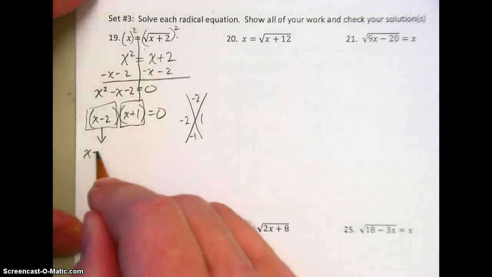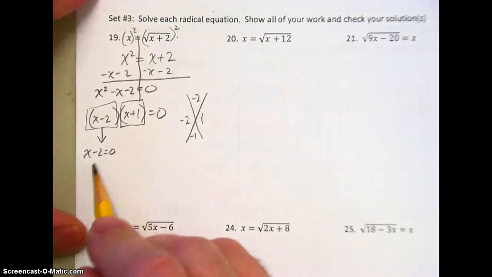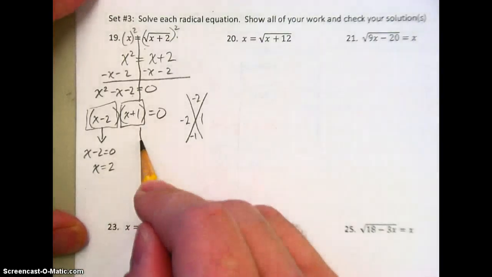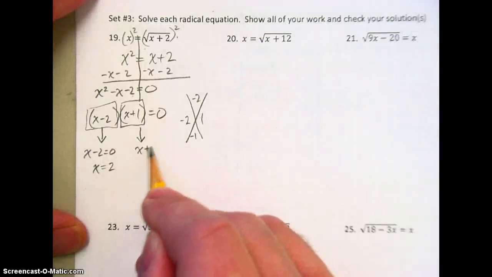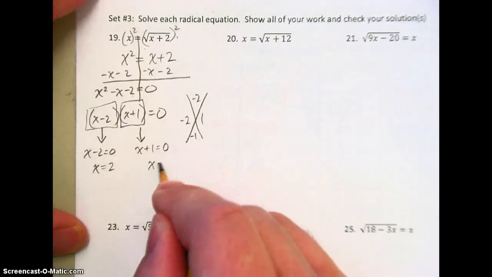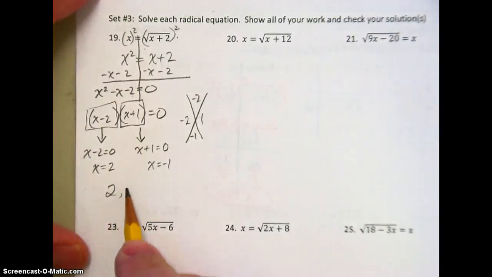So that means x minus 2 equals 0. We solve that. What makes x minus 2 equal 0? Positive 2. And x plus 1 equals 0. Negative 1. Good. All right. So our two solutions, 2 and negative 1.